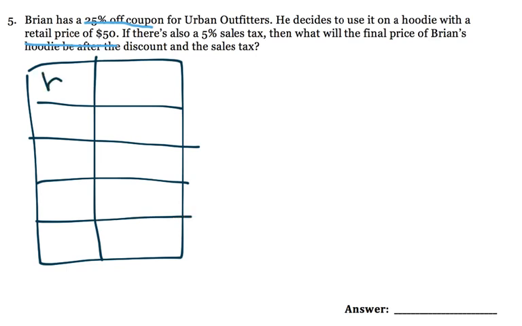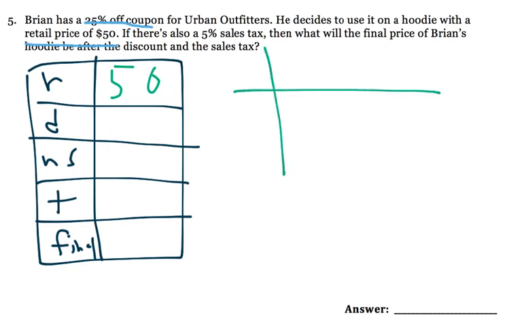Finding the retail price, the discount, the new sales price, and then we're going to also find a tax and a final price. So the retail price, it says, is $50 for the hoodie that Brian wants to buy. The discount is going to be 25% off. So to find that, we just use the same old ratio table that we've been using. We start with 50 at 100%.